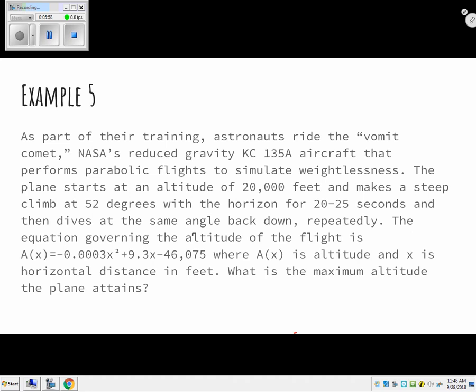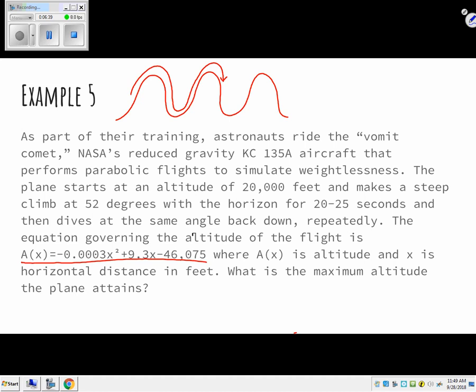All right. Anyway, it's NASA's reduced gravity KC-135A aircraft that performs parabolic flights to simulate weightlessness. If you click on this slideshow from Google Classroom, you will be able to see a video of what goes on. It's pretty crazy. You just have this plane that's flying over these parabolic shapes, just going up and then down and up and down, and people are flopping all over this airplane because it's simulating weightlessness and not having gravity. And so what they've done is they've given me an equation for one of these parabolas.